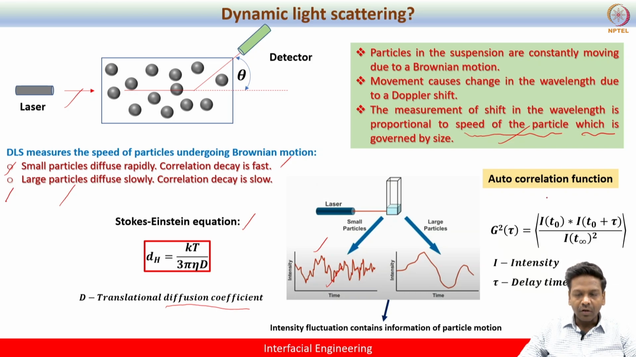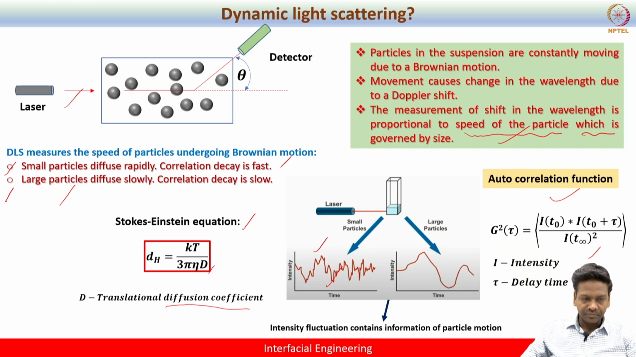There is something called the autocorrelation function. This is a very important one in DLS. The autocorrelation function is nothing but a mathematical framework that helps us process the time-dependent intensity data to get what is known as the mean decay constant. That is useful for us to calculate the diffusion coefficient, which helps us calculate the hydrodynamic diameter of the particle.